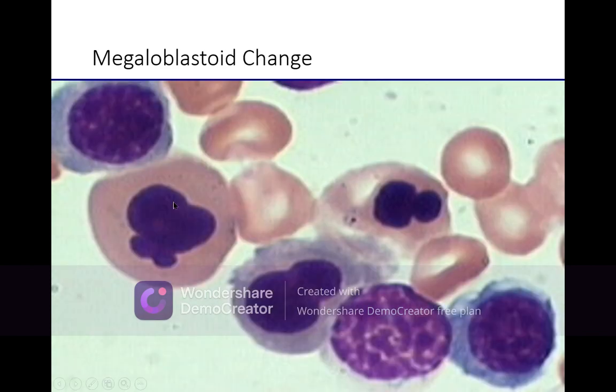1, 2, 3, 4. Megaloblastoid change, you see, very big cells. As far as the RBCs are concerned, this one is a nucleus. The nucleus is much bigger.